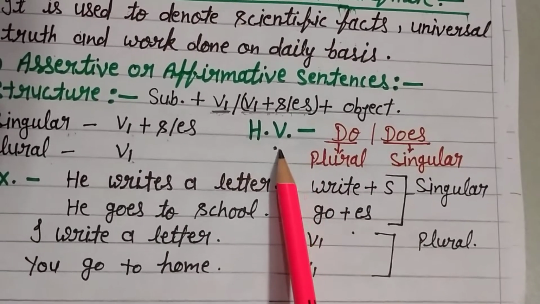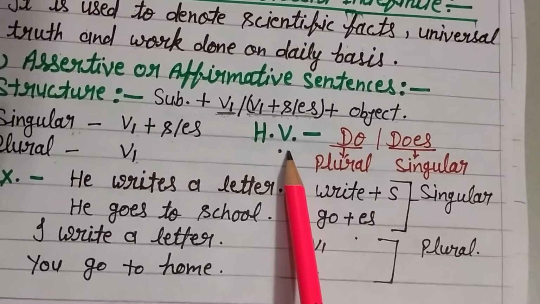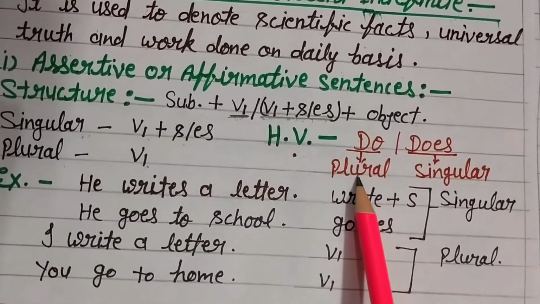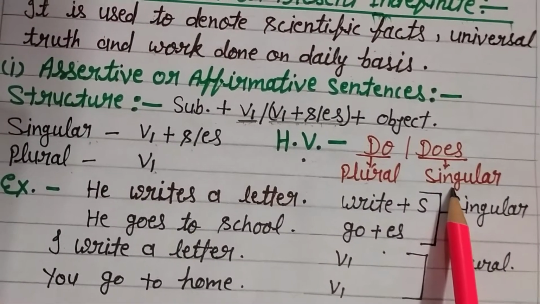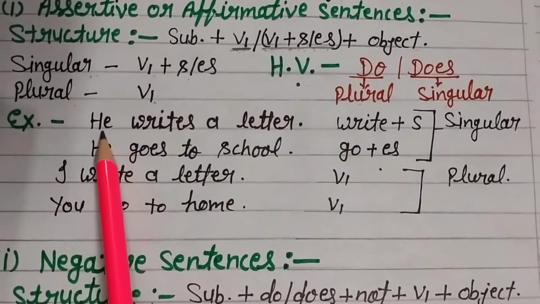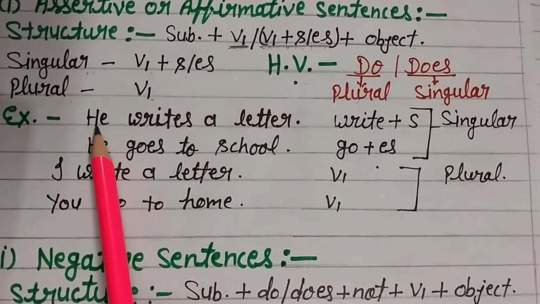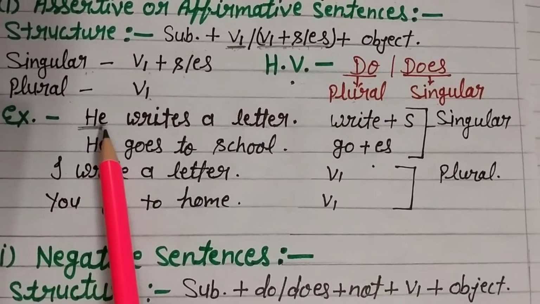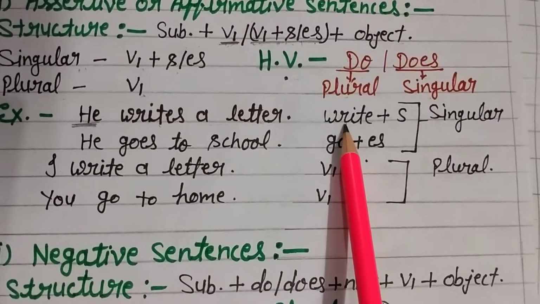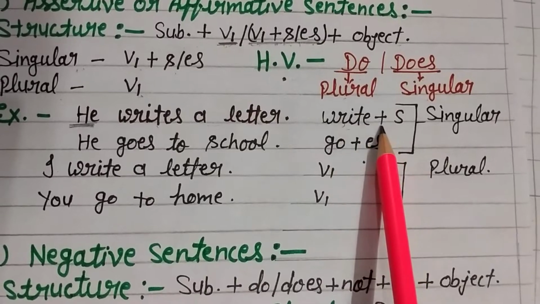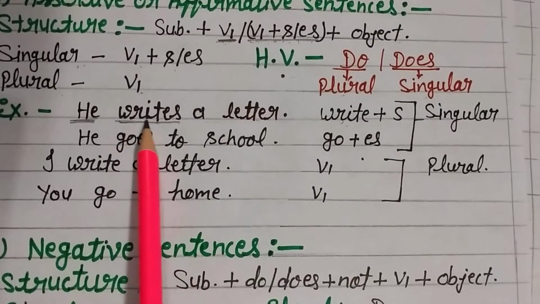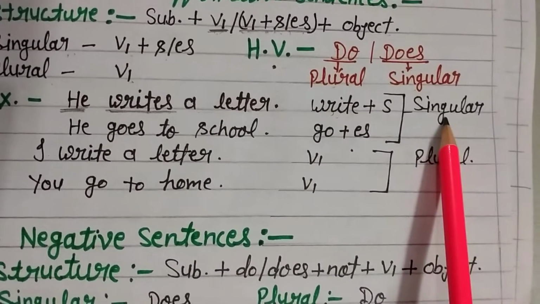Okay, and the helping verb in simple present tense is do and does. Do with plural and does with singular. See the examples carefully. He writes a letter. He is a singular noun, right? Writes a letter. It means write is the first form of the verb, the base form of the verb, plus s. So here we have to write writes, okay, with singular.